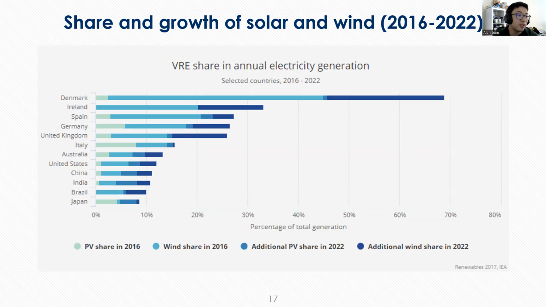Variable renewable energy, referring to solar and wind, looks something like this. Again, a lot of these charts are driving home the point that the investment in these resources is large and continuing to grow over time.